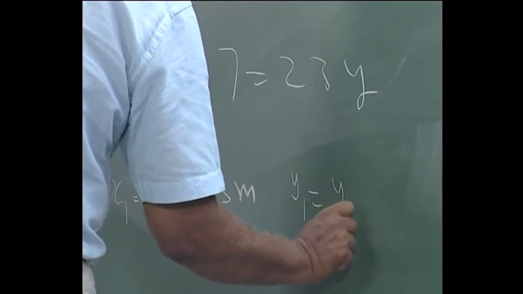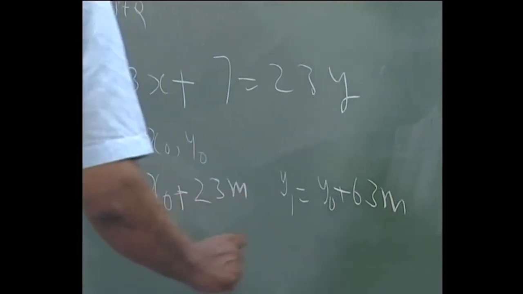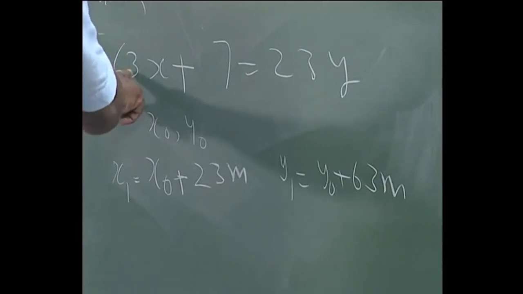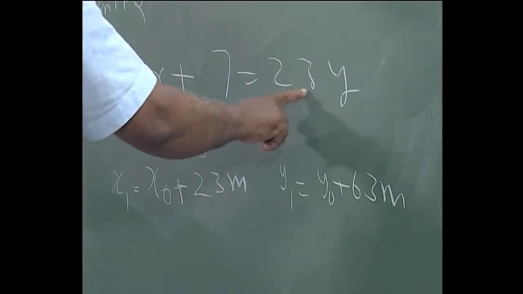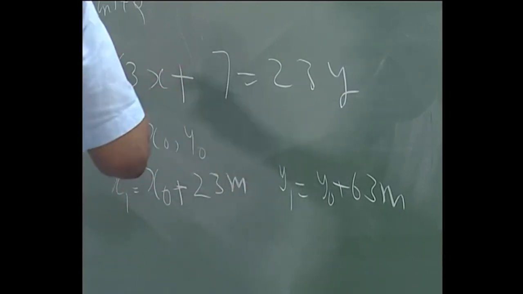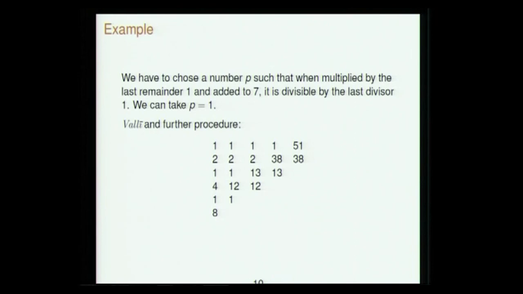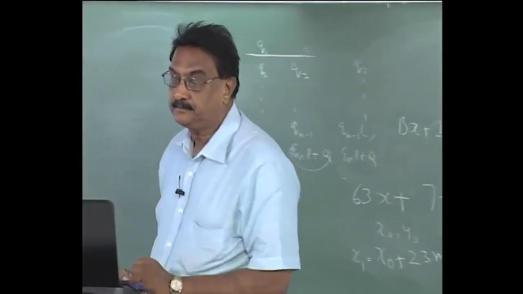and y1 is equal to y0 plus 63m, then clearly that also will satisfy, because the 63 into 23 into m will come here and it will come here, they will cancel, and if this satisfies this equation, this also will satisfy the equation. So, in fact, you have an infinite number of solutions, because m can go from, if you can have negative numbers also, from minus infinity to plus infinity, various integrals, not all the integers, but it should be of this form.